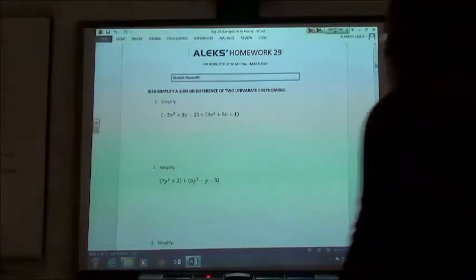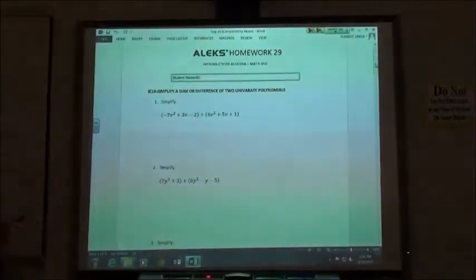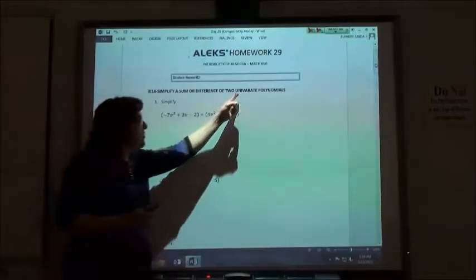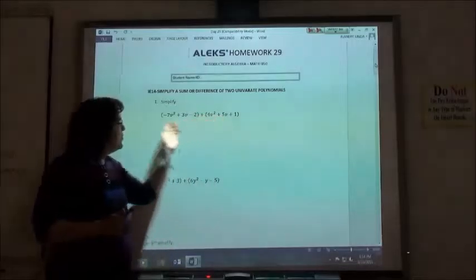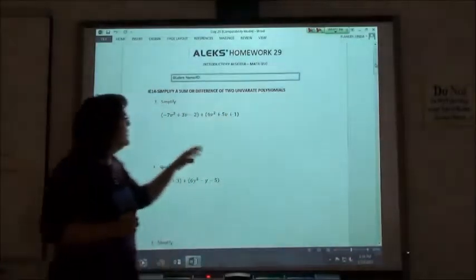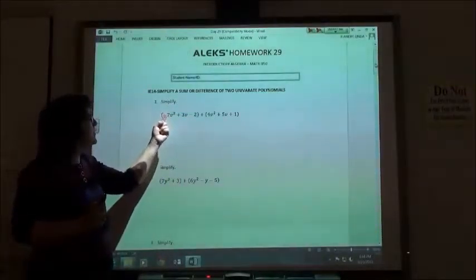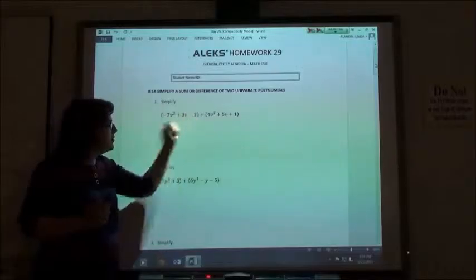All right, homework day 29 starts out with simplifying a sum or difference of two univariate polynomials. Univariate just means you have the same variable. We all have v's or v squareds in there. Polynomial just means there's more than one term in each expression. This one happens to have three terms. That's one term, there's one, there's a term.